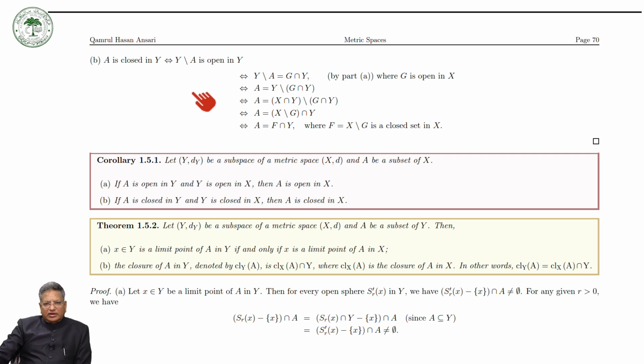Now, as a corollary, we have the following result. Let (Y, d_Y) be a subspace of a metric space (X, d) and A be a subset of X. Then, if A is open in Y and Y is open in X, then A is open in X. Keep in mind, it is very simple: if A is open in Y and Y is open in X, then A is open in X.